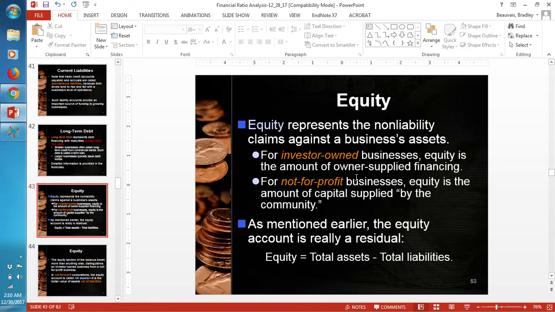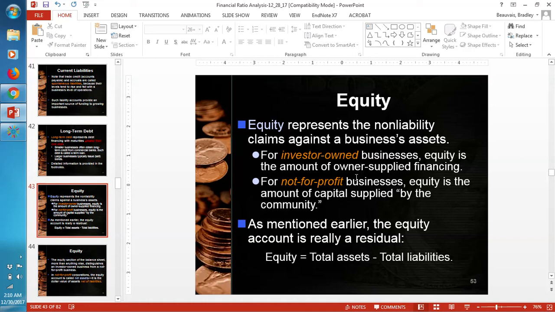So that's the asset side, the debt, or the liability side. The last portion of the balance sheet we need to talk about is the equity section. Okay. Now, of course, depending on whether it's a for-profit or not-for-profit, there are some nuances, there are some differences that must be understood.